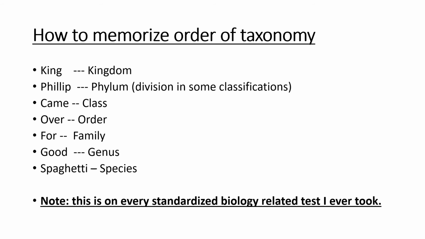You will at some point, if you take a standardized biology test, be asked to memorize kingdom, phylum, class, order, family, genus, species. They will have them mixed up, and it asks which is the correct order. I can't remember it without some sort of jingle. This is a pretty popular one: King Philip came over for good spaghetti.